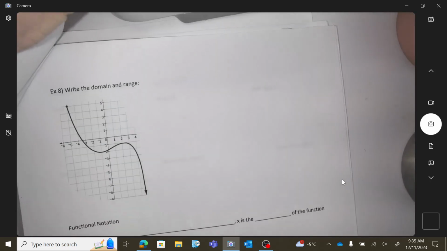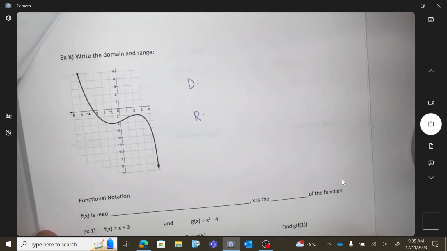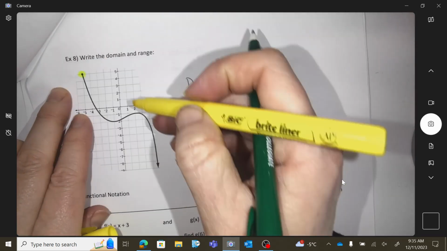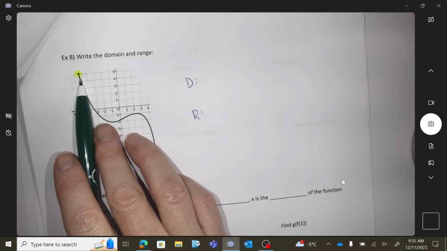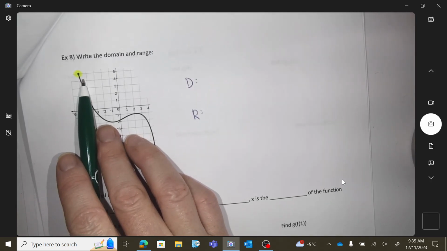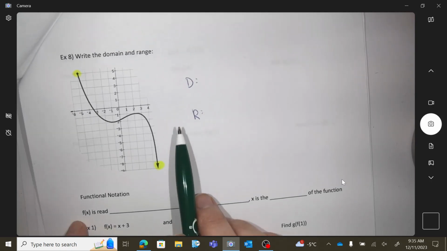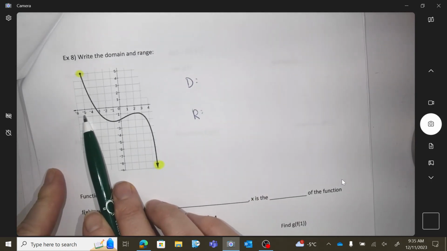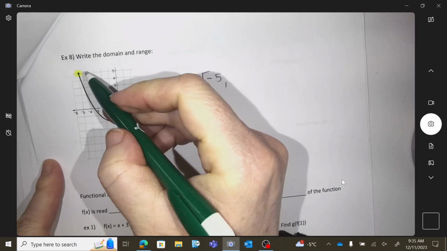Okay, last one. I'm going to pay attention to what's on the ends of this graph. So this end had a definite dot, so I already know I'm going to have that square bracket. And this end has an arrow, so I already know I'm going to be putting infinity on the ends if there's an arrow. So domain, the most left would be -5, square, because it touches exactly.